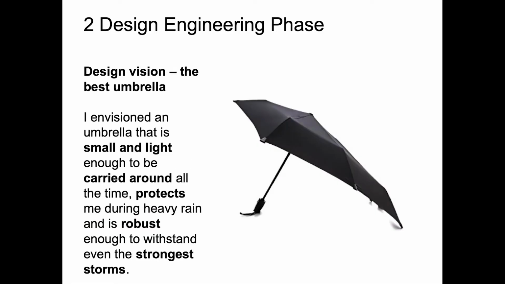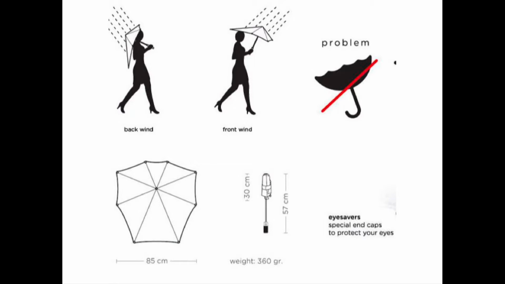The very last, a design that was developed here in Delft, is the Senz umbrella, which has taken all the different considerations from the design vision into shape, and they have tackled all the problems mentioned before. Due to its asymmetrical shape, it can be used in a backwind and frontwind situation. They have solved the problem with the mechanics so that it's robust enough and doesn't flip over. It can be stored and brought into a smaller size for easy carriage, and they even thought about the end tips of these metal bars with eye savers so that they don't poke your eyes.